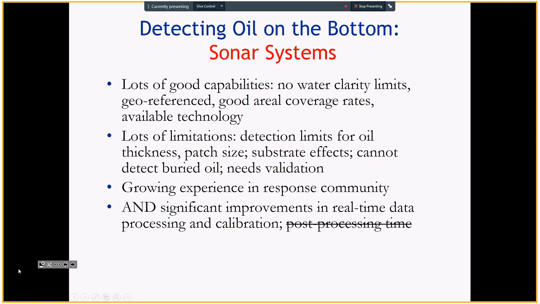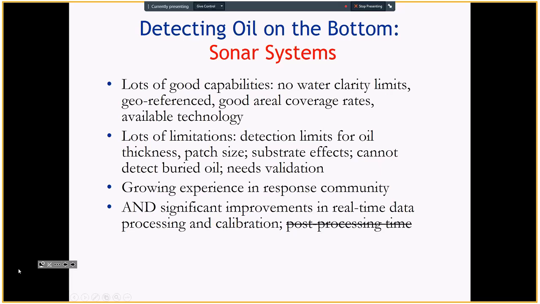And boy, I'm a big believer in sonar systems. For years, people talked about how it took so long to get the data, but that's all changed now. I can sit on a boat and look at the output in real time and make decisions, like we did during the field trial. A lot of good capabilities: no water clarity issues, it's georeferenced, high resolution these days, high rate of coverage. It's a dream technology.